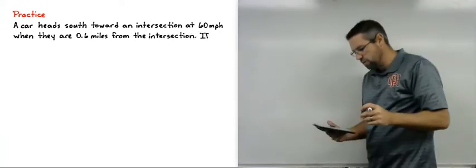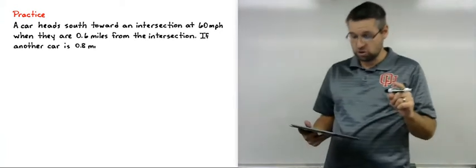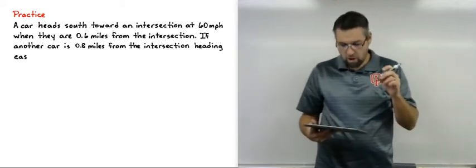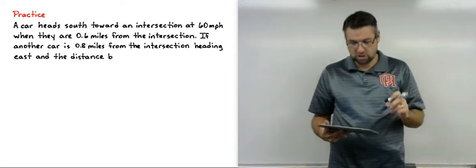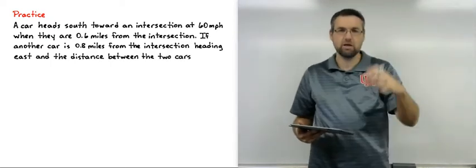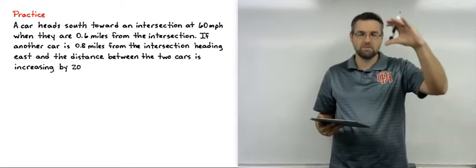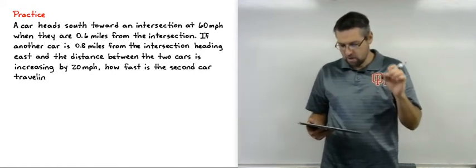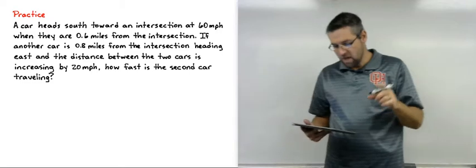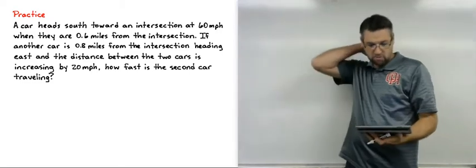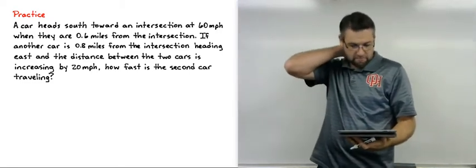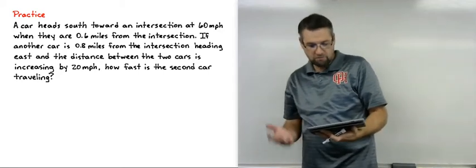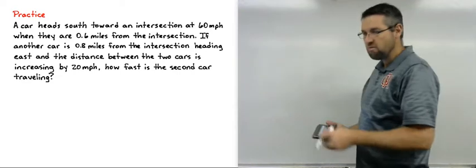A car heads south toward an intersection at 60 miles per hour when they are 0.6 miles from the intersection. So that means their rate is changing depending on time, depending on how far they are away from the intersection. But at this moment in time, they are traveling at 60 miles per hour. If another car is 0.8 miles from the intersection heading east, and the distance between the two cars is increasing by 20 miles per hour, how fast is the second car traveling? So we have a bunch of information there.